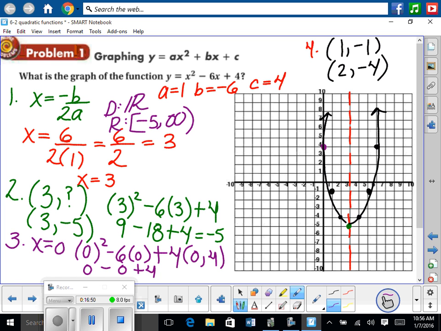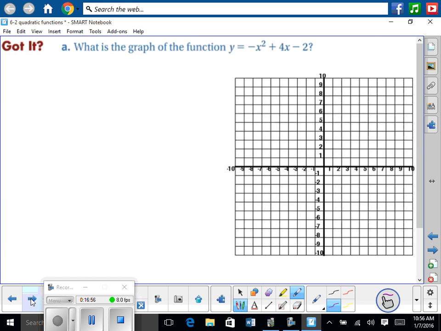Okay, let's go through this next example 10 times quicker, how about? So let's all help me out. y equals negative x squared plus 4x minus 2. Our first step is to find the axis of symmetry. x equals negative b divided by 2 times a. A in this one is negative 1. B in this one is 4, and C is negative 2.